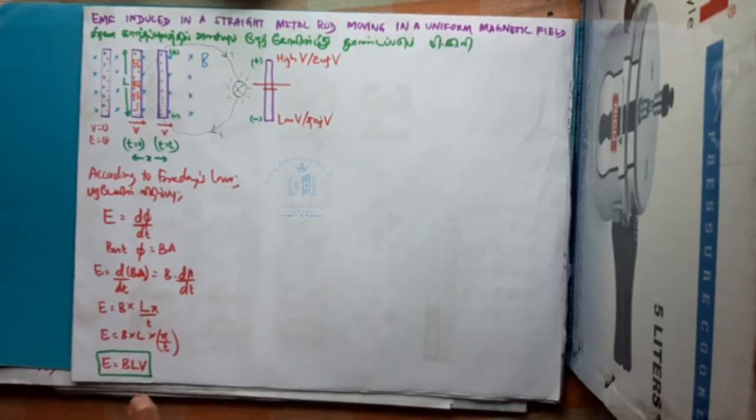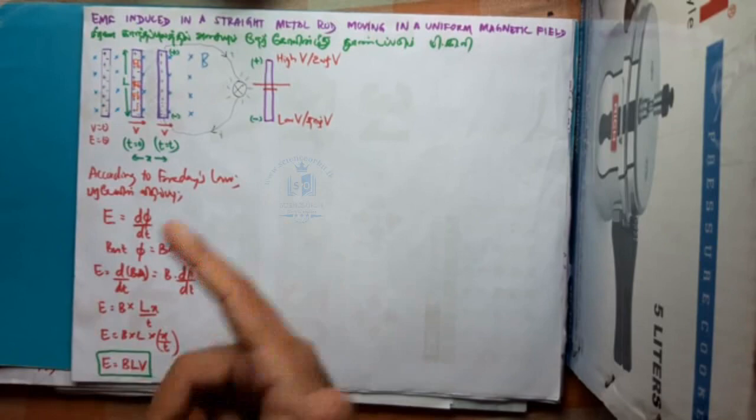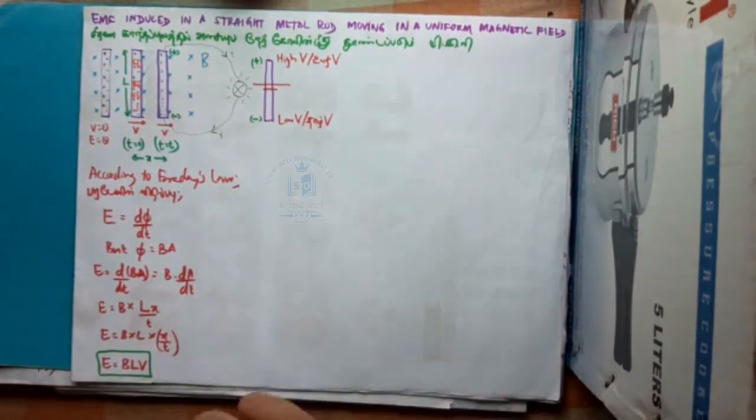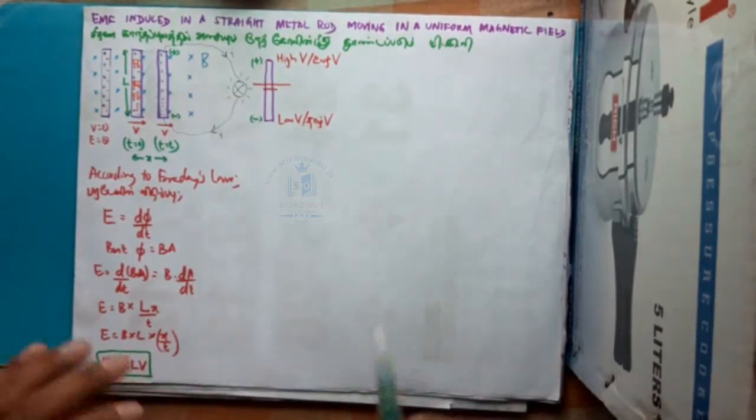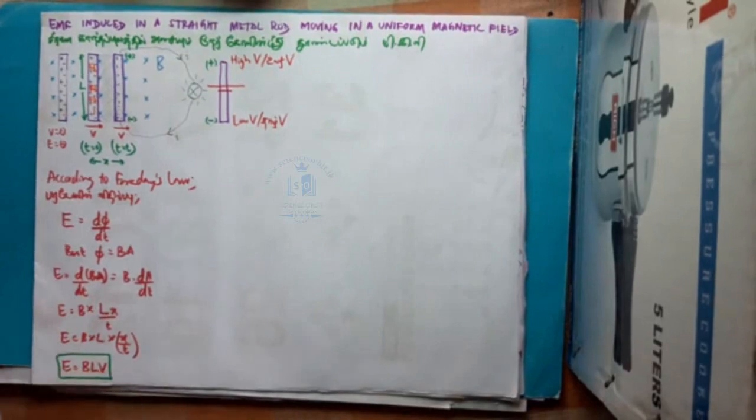So this is that equation. And then I said this is how you find the magnitude, and then you have to go for the direction. So to find the direction of this, we use Fleming's right hand rule.